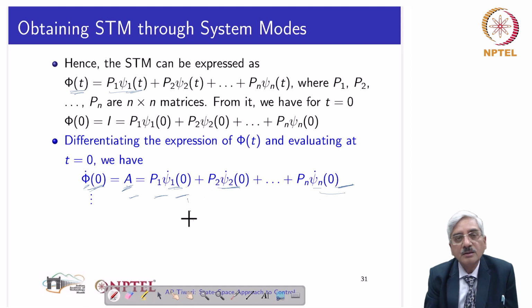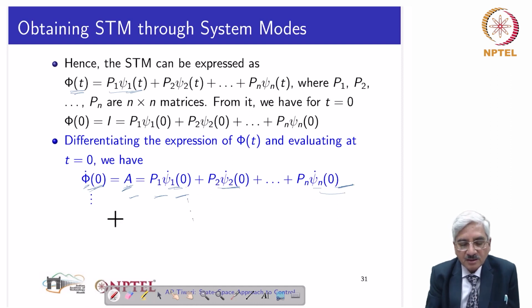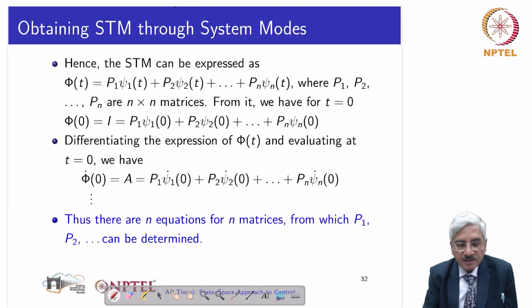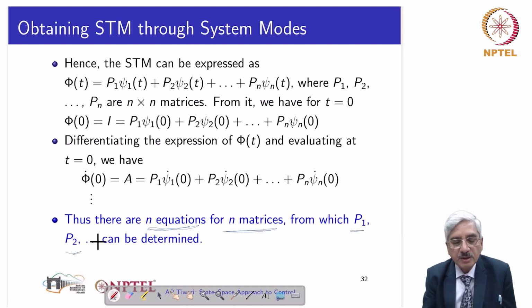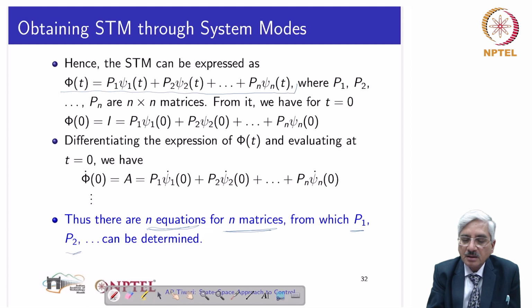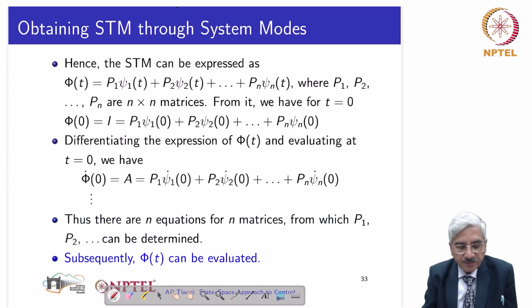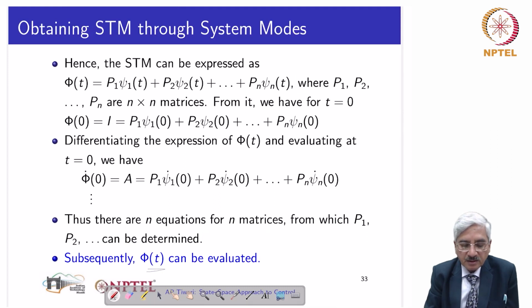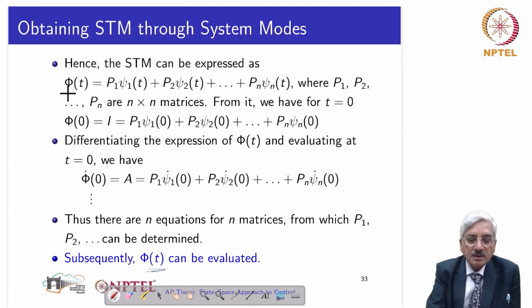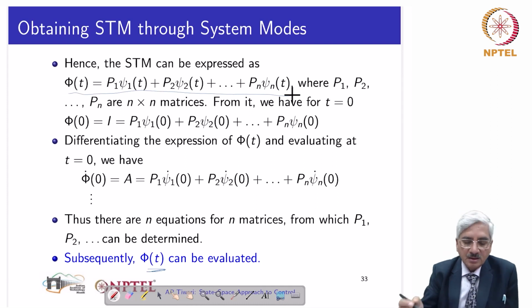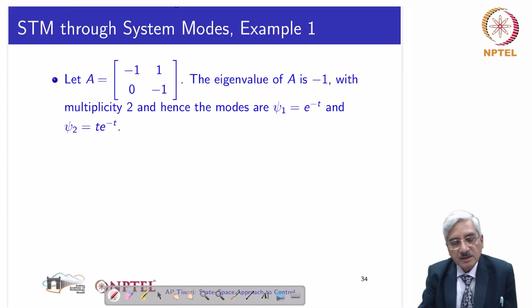In this manner we can go on, and what we see is that we get n equations for the n matrices for solving P1, P2, etc. So P1, P2, P3, etc. can be determined, and phi t can be obtained by plugging in the values of P1, P2, etc. in this expression. This method may appear simpler for determination of the matrix phi t, which comes from this expression as I pointed out earlier. Let us see with the help of one example.